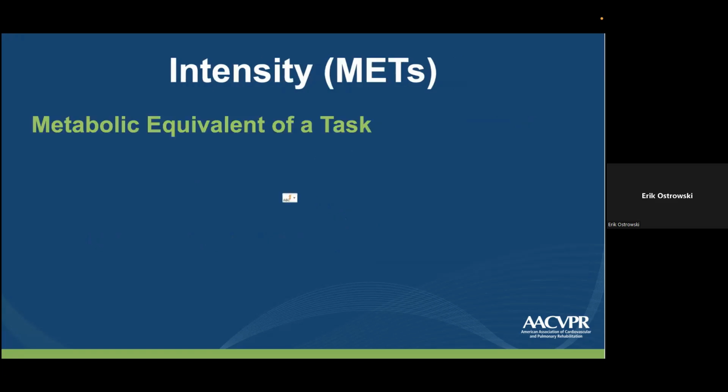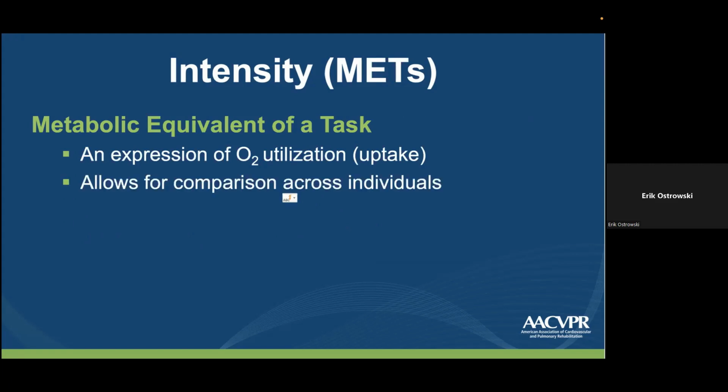So we can also prescribe exercise intensity with METs, which is an acronym for metabolic equivalent of a task. It's really an expression of oxygen utilization and uptake. So METs is a function of VO2. It allows for comparison across individuals because it's standardized for body weight. So 1 MET equals 3.5 milliliters of oxygen per kilogram of body weight per minute.